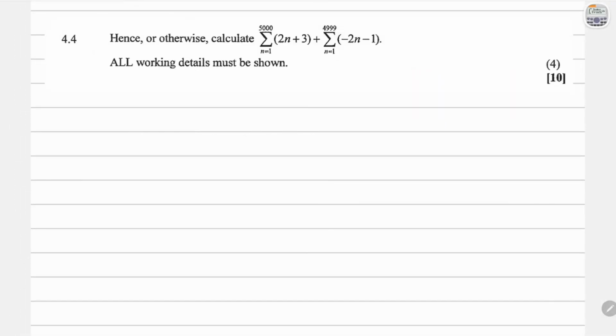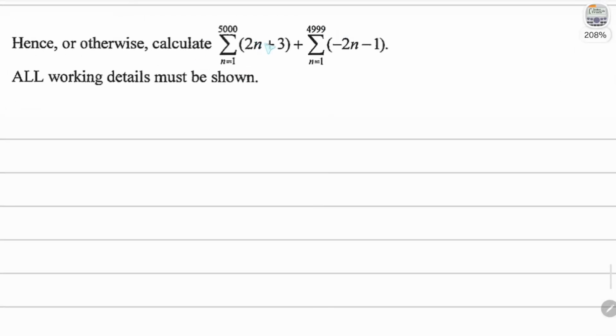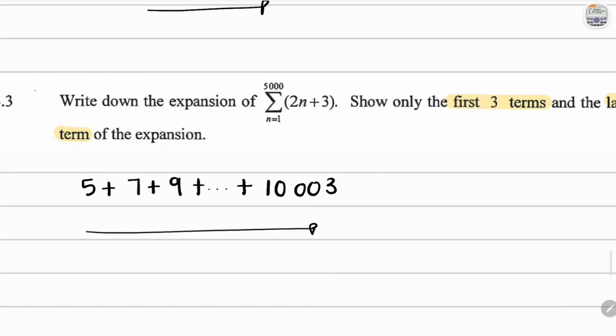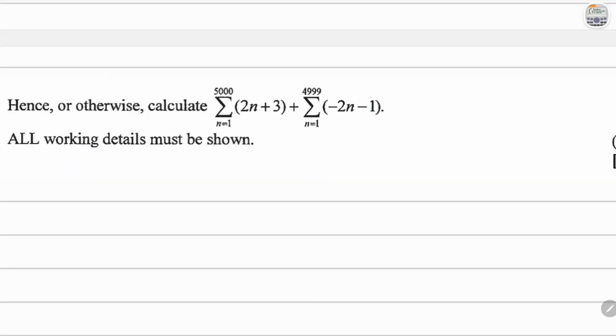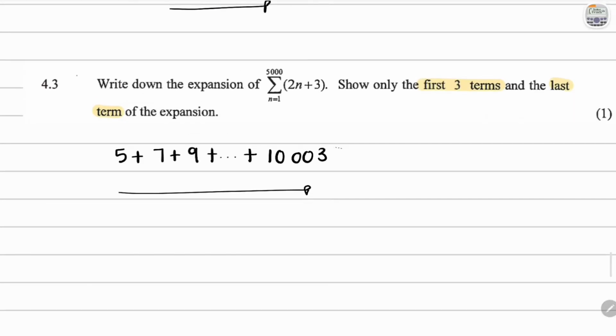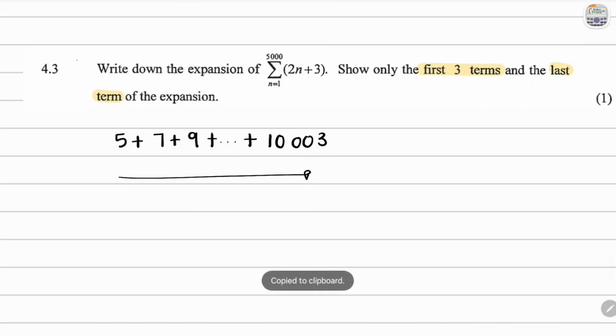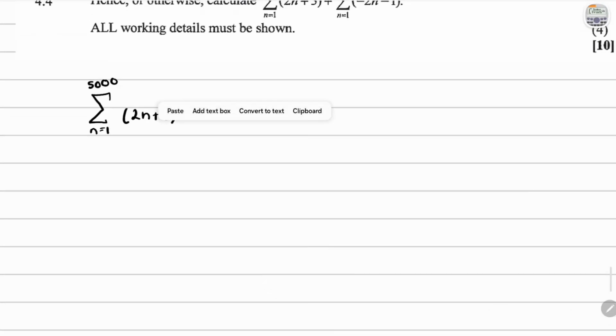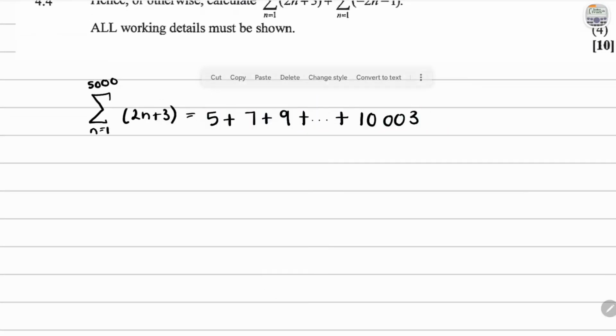Question 4.4 says, hence or otherwise calculate. Okay, so we have to find this sum. So it's again this one. Okay, and now we're adding that to this sum. Okay, so let's just see. When we have this, right, we still have to find out exactly what the sum is because we didn't really find it. Okay, starting at n equals 1, going all the way to 5,000, right? This expanded to all of this. Okay, so we're going to have to expand the other one as well so that we can just see clearly the value of a and of course d and so on.